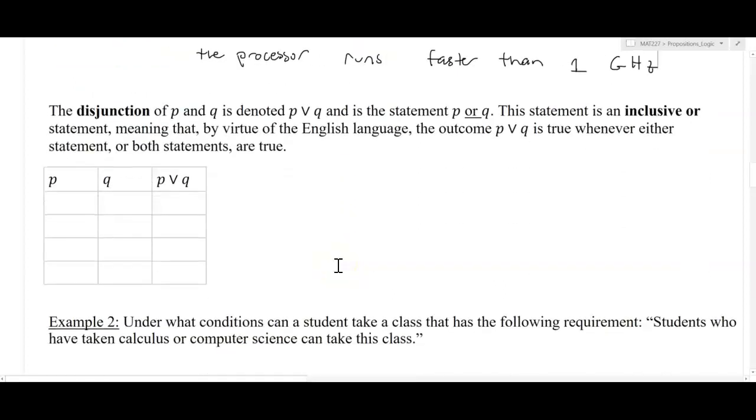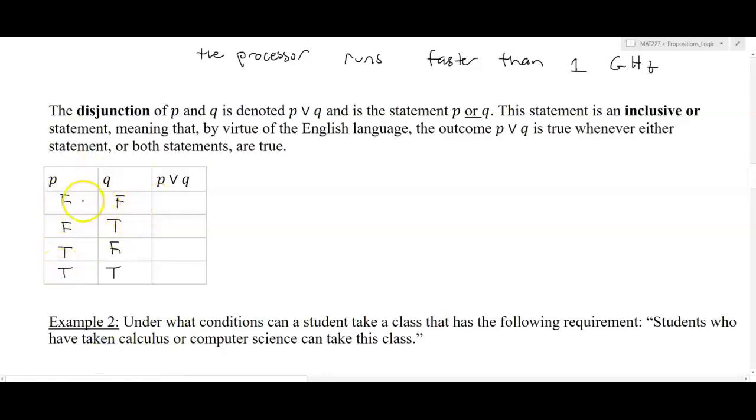The disjunction of P and Q is denoted with a right side up V, and this is really the statement P or Q. This statement is an inclusive OR, meaning that by virtue of the English language, the outcome P or Q is true whenever either statement or both statements are true.